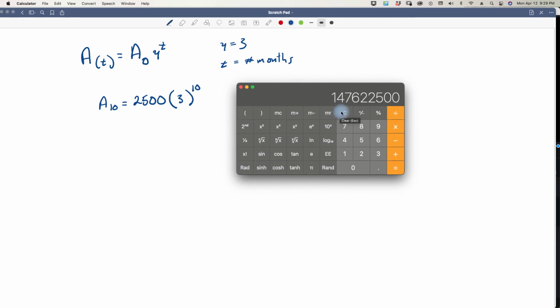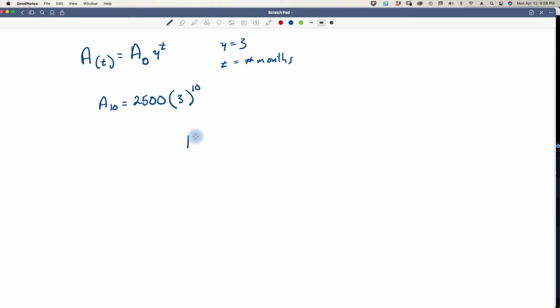And then we're going to do some exponents. So let me make a note of what that is. 1, 4, 7, 6, 2, 2, 500. All right, we're going to write that in scientific notation because that would make the most sense.